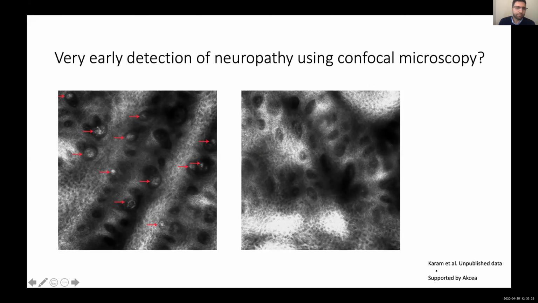As you can see here on the left side, you have these Meissner corpuscles that are sensory endings, and this is the normal control. When you look at the right picture, this is a patient with amyloid neuropathy, and you see these Meissner corpuscles are completely absent.